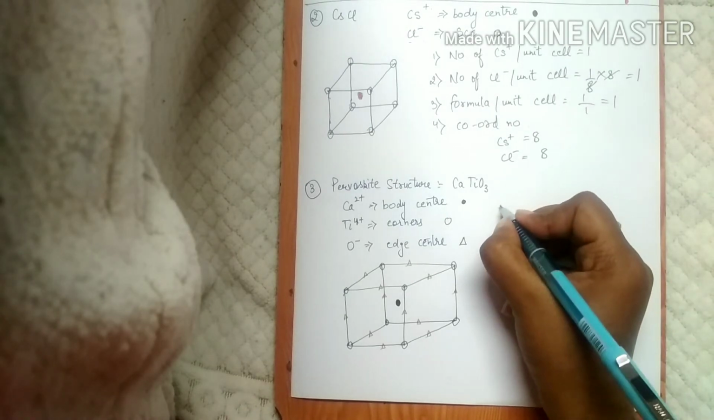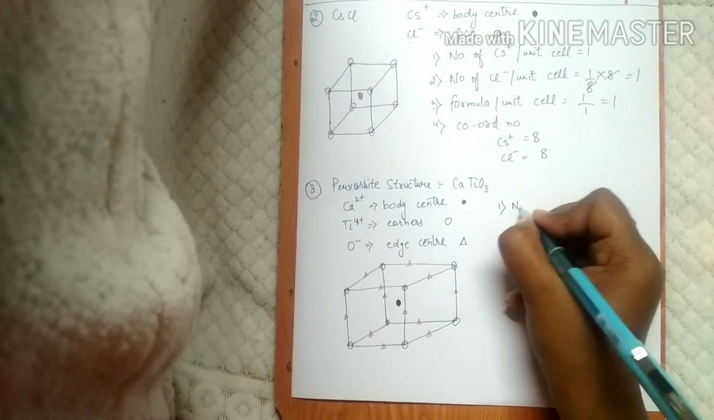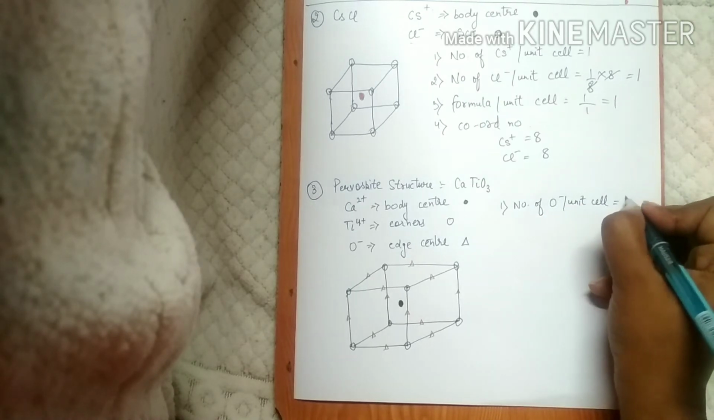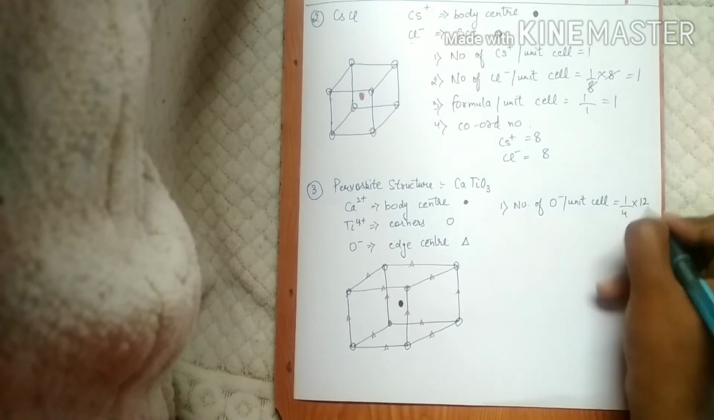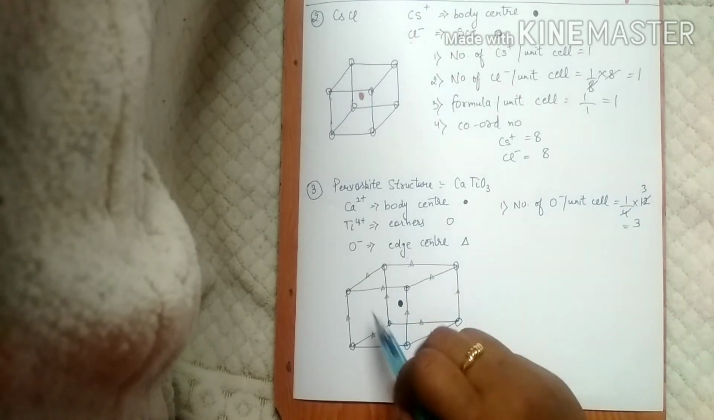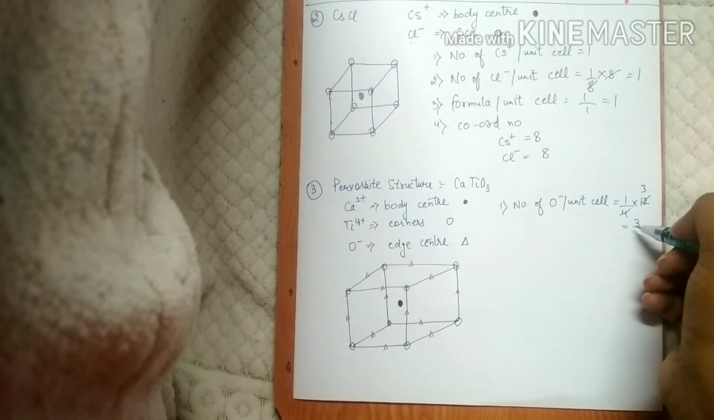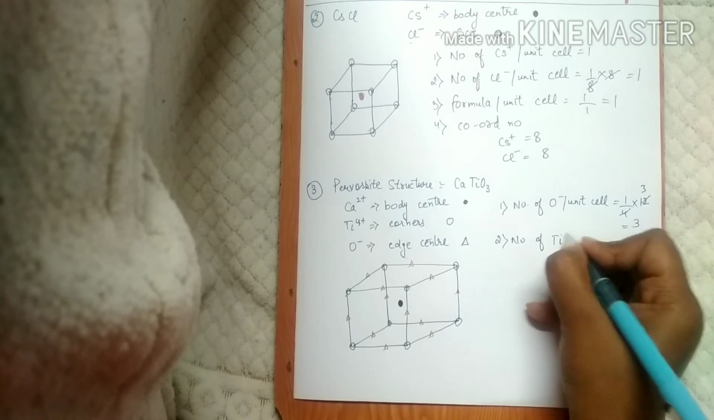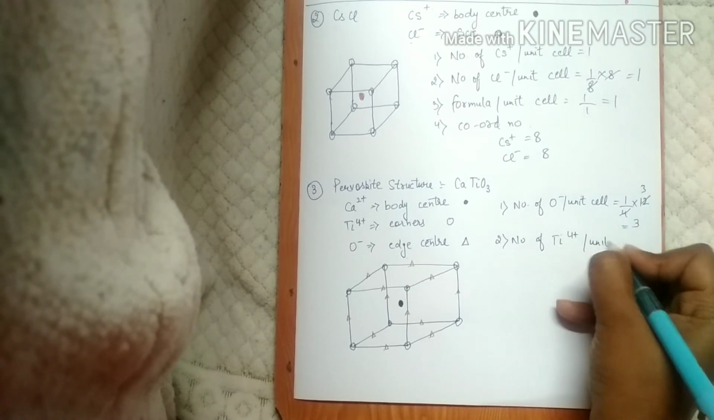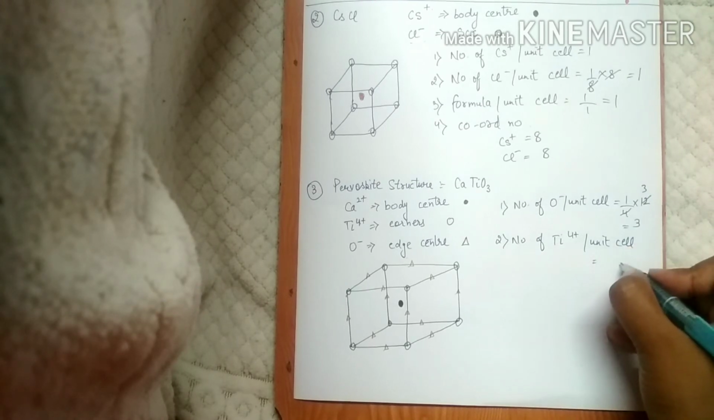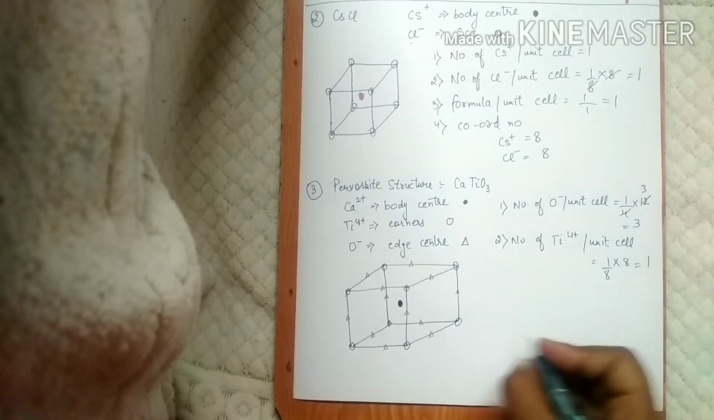So now the characteristics. First, the number of O2- per unit cell will be equal to 1/4 into 12, that is 3, because we know there are 12 O2- present at the edge centers, each contributing 1/4. Next is the number of Ti4+ present per unit cell. See, they are present at 8 corners, each contributing 1/8, that is 1.